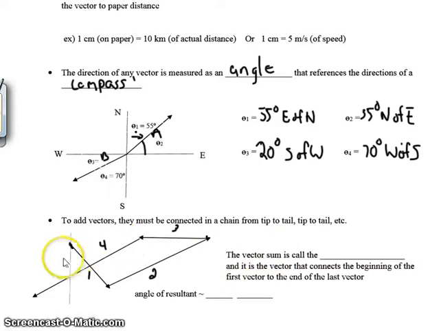The vector sum is the beginning of my first vector, which in this case is vector 1, to the end of my last vector, which is vector 4. So I draw a vector. If I had a ruler, that would be nice, but you get the idea. And that I'm going to call R. Now, R represents the vector sum, and the technical name for that is resultant.